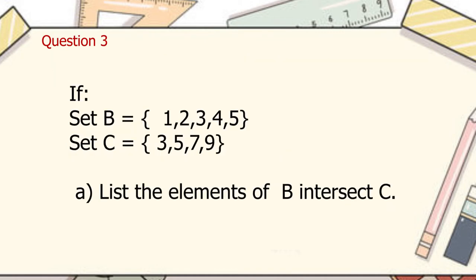Let's move on to question 3. If set B equals 1, 2, 3, 4, 5, and set C equals 3, 5, 7, 9. First question, list the elements of B intersect C.